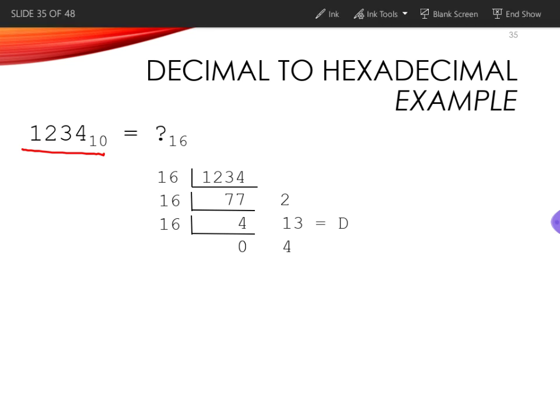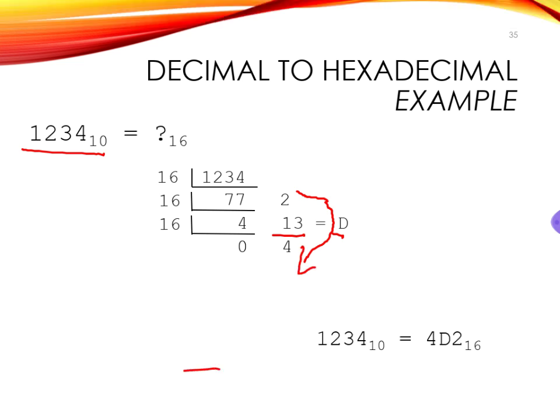So we now already know that 13 in hexadecimal is equal to D. So now we create our hexadecimal number as 4, D, and then 2. So 1234 in base 10 is equal to 4D2 in hexadecimal.